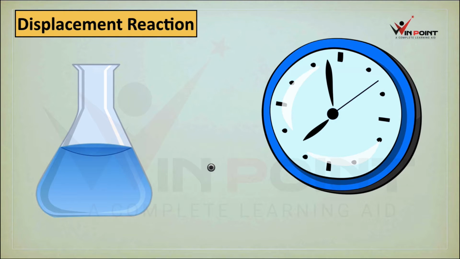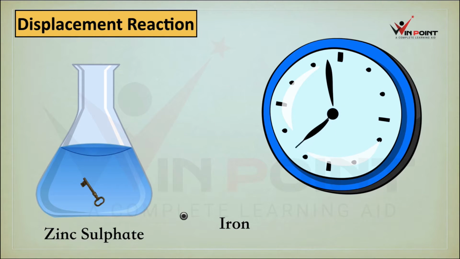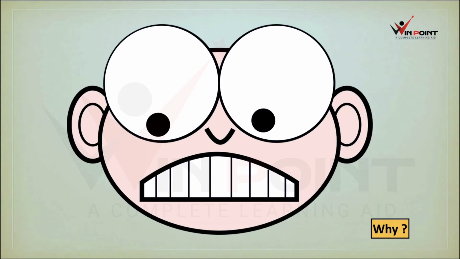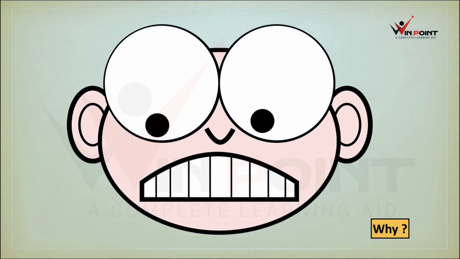We are doing the same reaction, the same experiment, with the help of zinc sulphate. It is iron and it is zinc sulphate. Time is going on but there is no change. We added iron to zinc sulphate but we cannot see any changes here. Why are we not able to see any changes here? What will be the reason behind it? We are going to discuss that.